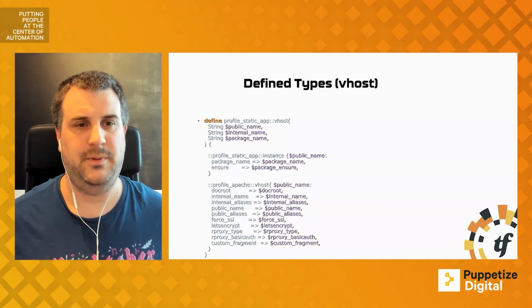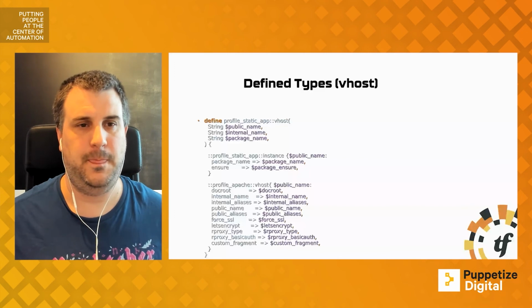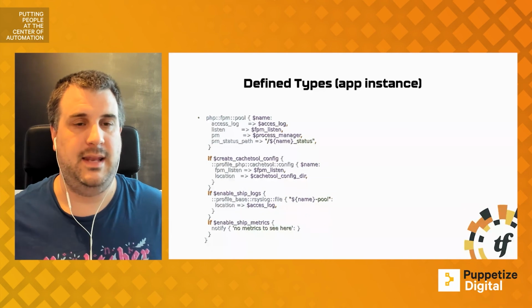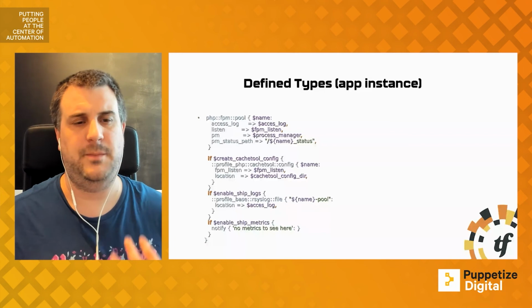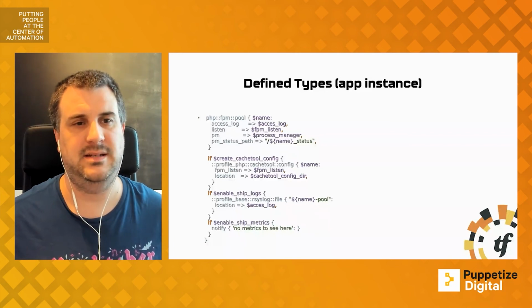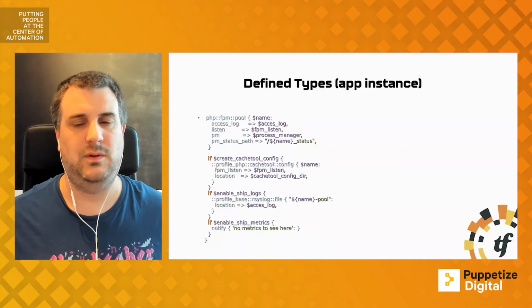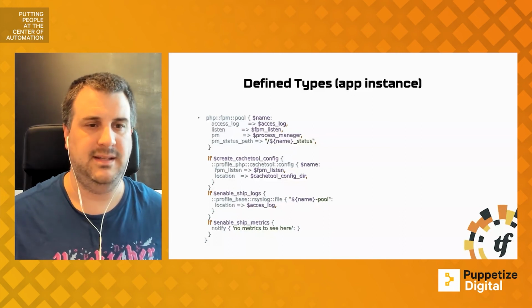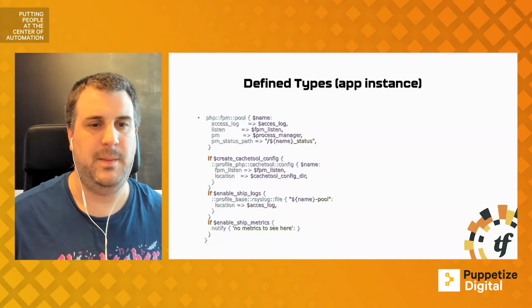What's the public URL? How are we going to reference it internally? And what is the package name, which we're going to put in our internal repository anyway. And then if you zoom in a bit more on the app instance, this is a version or a subsection of my PHP application define type, and there I say my applications will always need a PHP pool. They need to have some caching set up. I need to make sure that my logs are shipped. I need to make sure that my metrics are shipped.